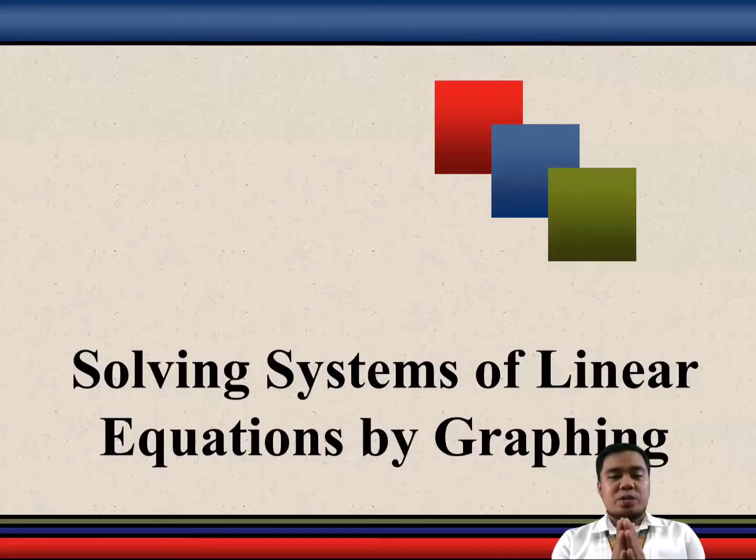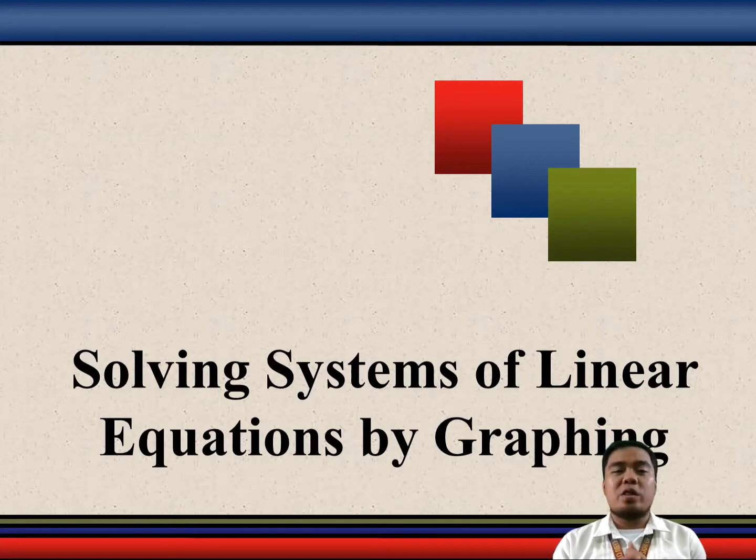Now we are going to introduce the very first method on how we are going to solve systems of linear equations in two variables. Basically, solving systems of linear equations in two variables means that we are going to find the values of x and y that will satisfy both equations in the system. So the first method that we are going to develop is the graphical approach, or graphing.